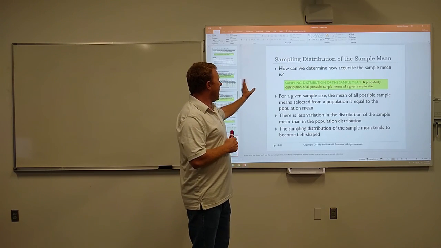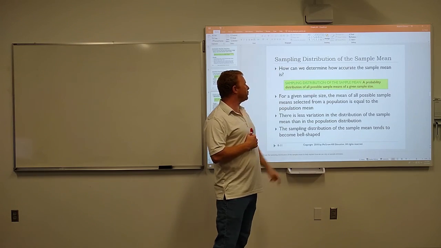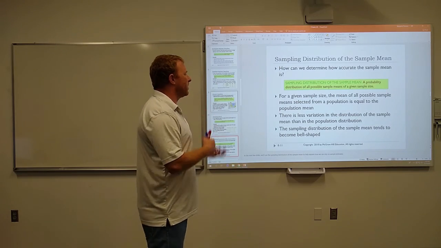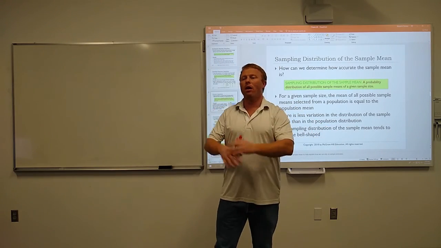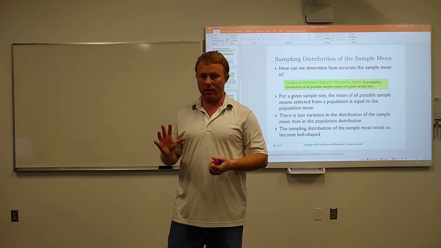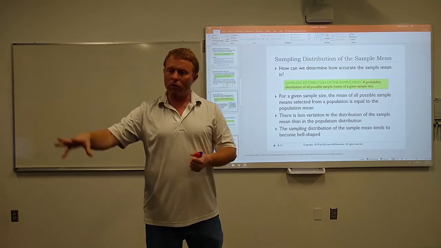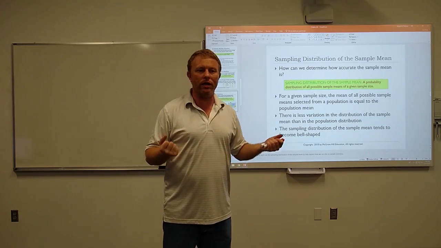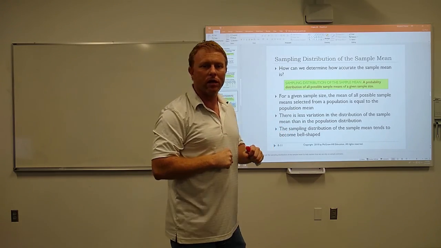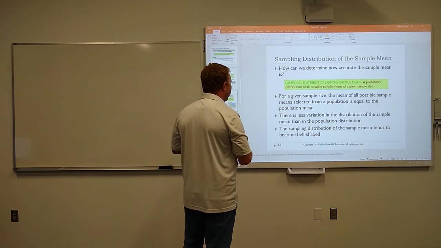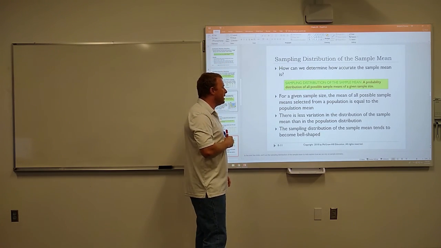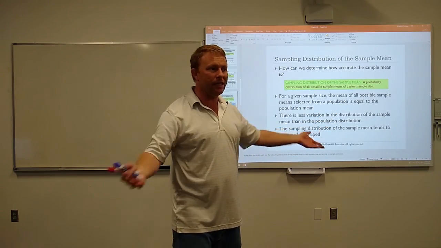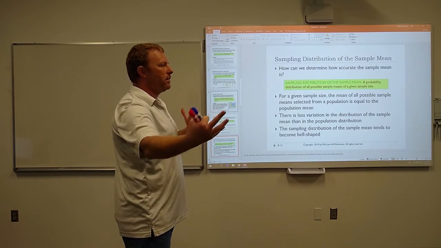Okay, so how can we determine how accurate the sample mean is? Sampling distribution of the sample mean is a probability distribution of all possible means of a given sample size. Again, in that last example, our given sample size was 5, wasn't it? So we took groups of 5, as many groups of 5 as possible in every different combination, and averaged them all together, didn't we? Averaged each of those averages, and we got the underlying population average for an answer. So for a given sample size, the mean of all possible sample means selected from a population is equal to the population mean. Makes sense, doesn't it? These are one and the same, aren't they?